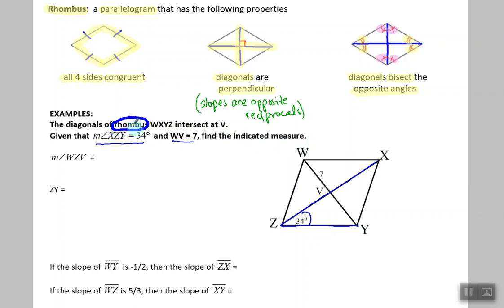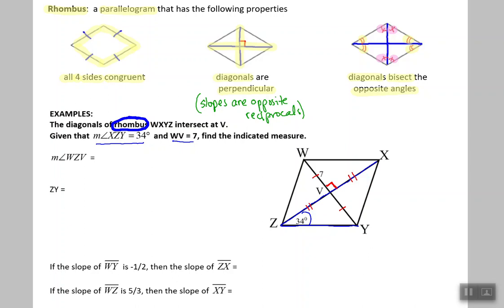If we know it's a rhombus, first I might want to mark all the things that I know about a rhombus, like the diagonals are perpendicular. Now also because it's a parallelogram, not only are the diagonals perpendicular, which means I can put this right angle here, but the diagonals also have to bisect each other. So that is congruent to that, and this half of the other diagonal is congruent to that half of the diagonal.